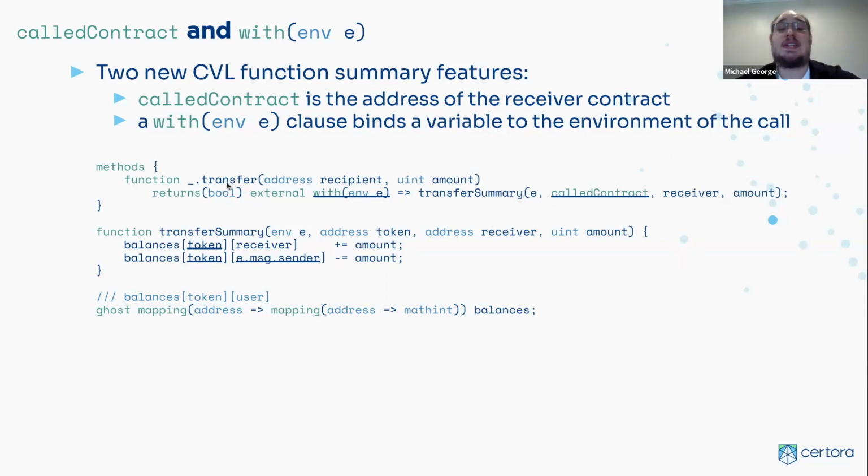So when transfer gets called, the message sender and the message value and the block timestamp and all of that stuff gets wrapped up in this environment E, gets passed to my summary, and then the summary can access the fields of that, just like it's exactly the same as the environment you would pass to a function when you're calling it from a rule. Okay, so in this case, my summary for transfer is going to look at the environment, find out who the sender was, and decrement their balance by amount.